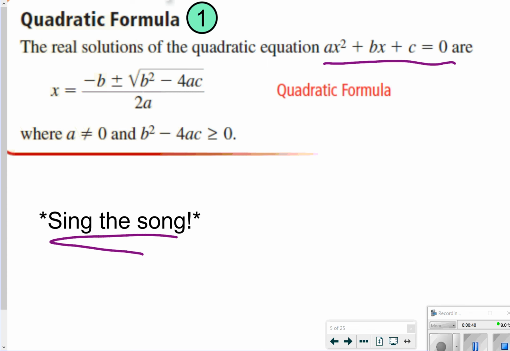There's a little song that you can sing to help you remember what the quadratic formula is, and this is how it goes. Negative b plus or minus square root b squared minus 4ac all over 2a. So you can try that to help you remember the quadratic formula, but right now let's go ahead and pause the video so you can write down what the quadratic formula is, and then once you're done, click play.